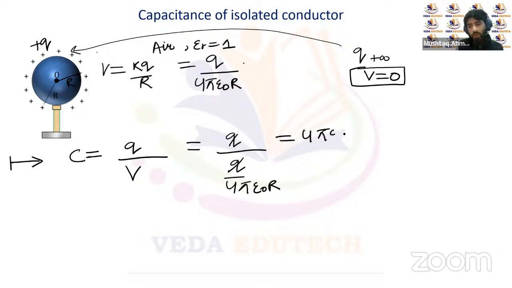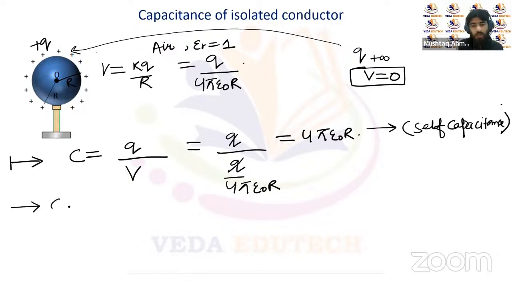The capacitance of an isolated spherical conductor is what we call self-capacitance, right? This is also called self-capacitance. Why self-capacitance? Because there is no other conductor in front of this conductor. So this is what we call the self-capacitance of a conductor, and it is equal to 4 pi epsilon naught r, right?